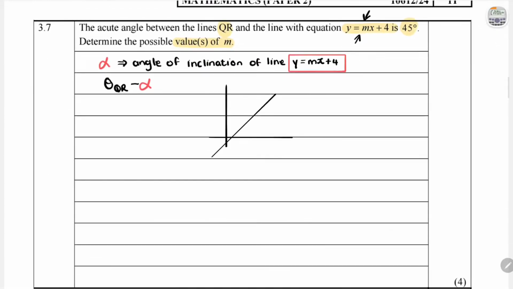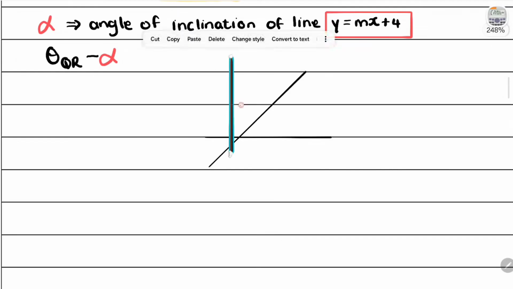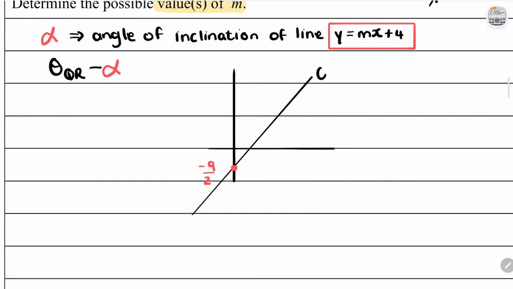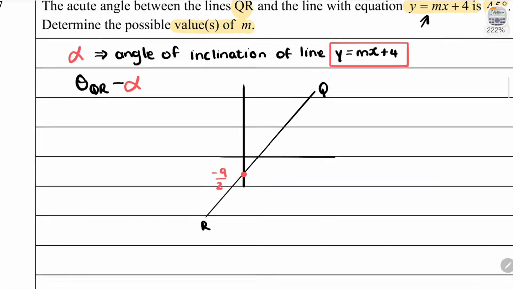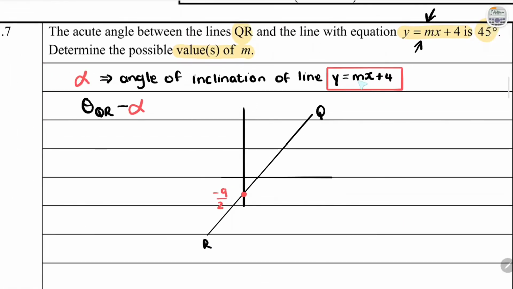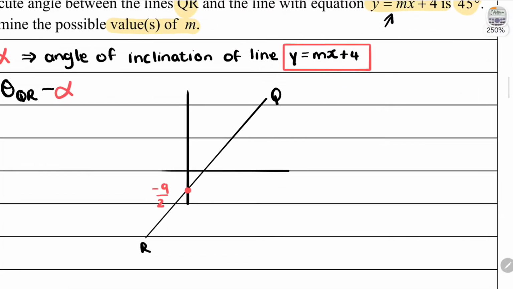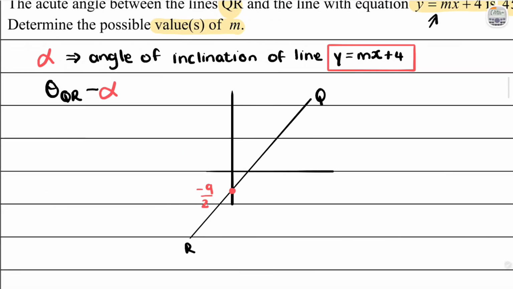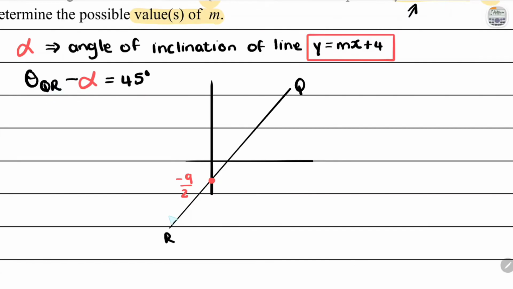Let's just put that down over there. So if this is at -9/2, so this is line QR, then this line with the equation mx plus 4, here are the ways that it could look. It could be a situation where we're saying that the angle of inclination of QR minus alpha gives us 45 degrees. And for you to have done that, this line QR would have to be above the line with the angle of inclination alpha. So it will look something like that.